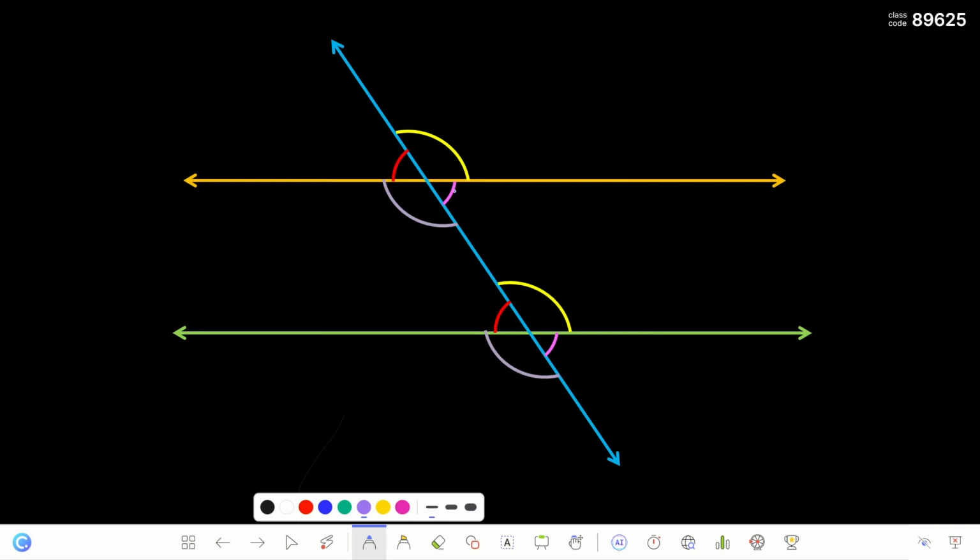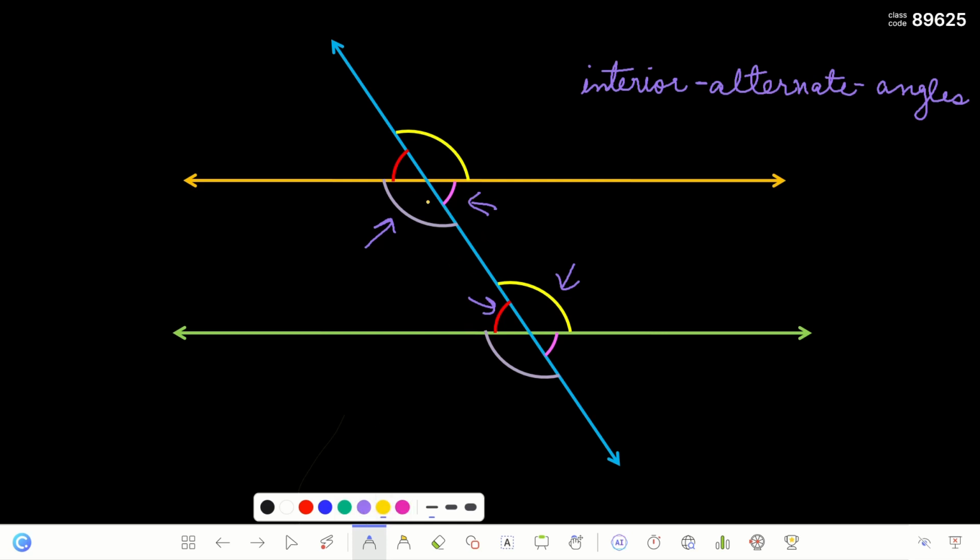So, all you have to do is, for example, let's take two angles. Let's say I choose this angle and this angle. What are these two angles? Well, these two lie inside the two parallel lines, therefore they must be interior, right? Because they are inside the two parallel lines. And they lie on alternate sides of the parallel lines. They lie on alternate sides. So, their name becomes interior alternate angles. Simple.